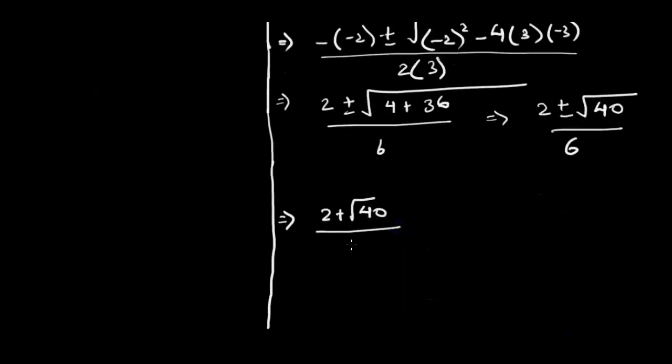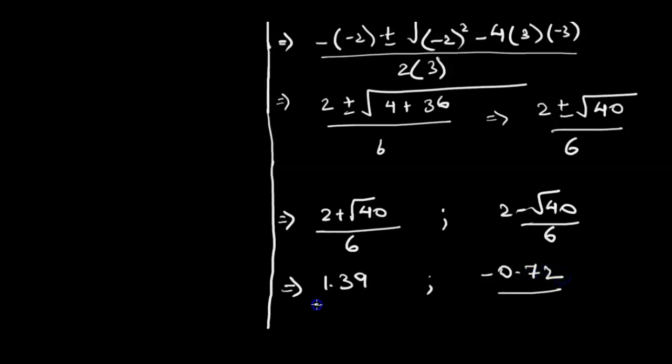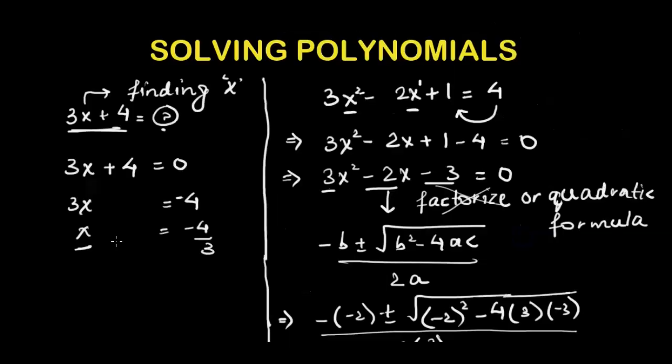We can write it as 2 plus square root 40 over 6 and 2 minus square root 40 over 6. When we put this on the calculator, we would get 1.39 for the first one and negative 0.72 for the second x value. So one x value is 1.39 and the second x value is negative 0.72. Therefore, we notice that when there is a linear polynomial, we get one value of x. When there is a quadratic polynomial, or degree 2 polynomial, we get two values of x as an answer.